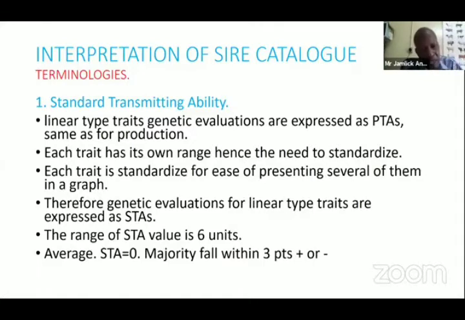The same with the linear traits. The zero is the reference, the average, right? So they want to see on the positive side 3 units, and on the negative side, below the average, 3 units. And therefore the reason they normally refer to 6 units is that the majority of the population will fall within 3 points, either negative or plus. Of course, there will be outliers. Some will be as high as 7. But those will be very few if you look at the barrel-shaped distribution curve.